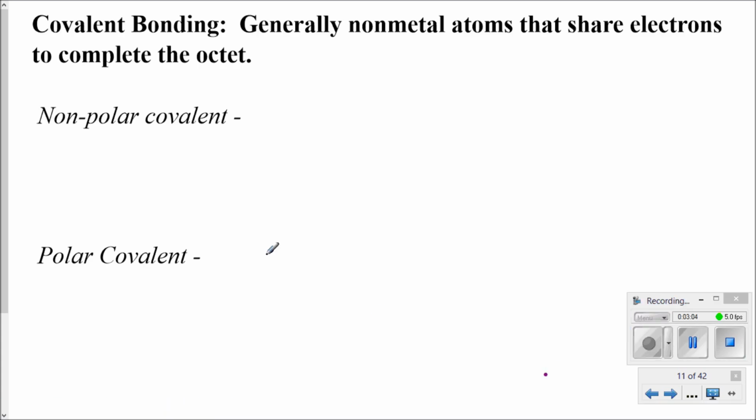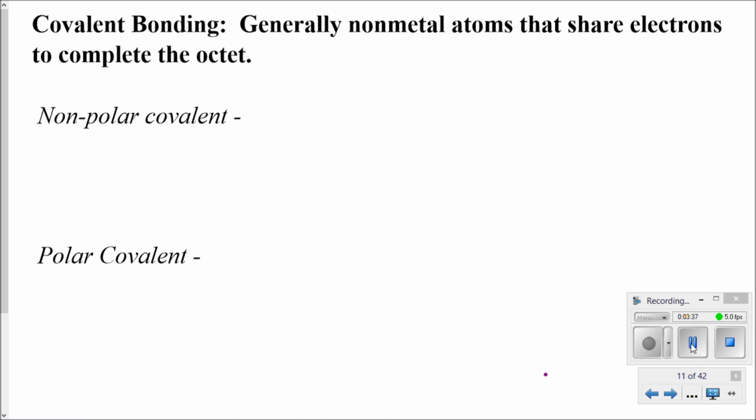Next, we have covalent bonding, and generally it's nonmetal atoms that share electrons to complete the octet. Now again, we have two types, nonpolar covalent bonds and polar covalent bonds. Nonpolar covalent bonds are described as atoms that perfectly share. Polar covalent bonds are unequal sharing. Again, it's like sharing with your brother or sister, and oftentimes it ends up as unequal sharing. Your older brother often wins out more.